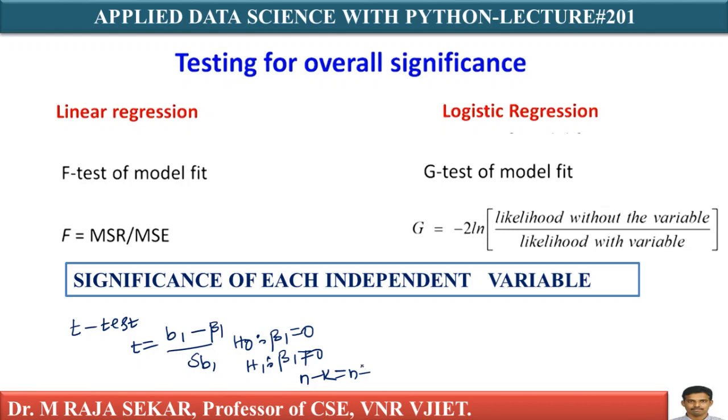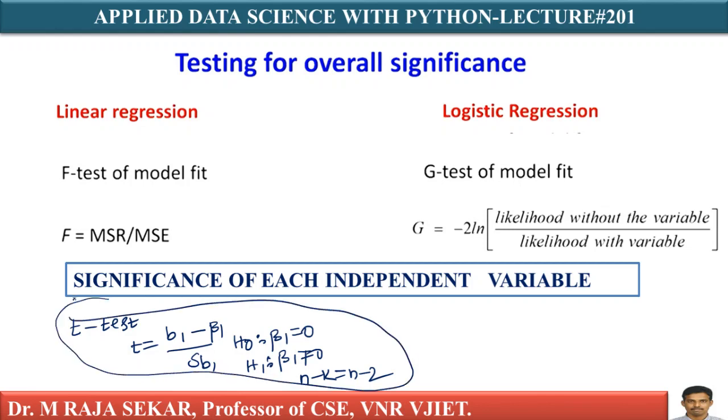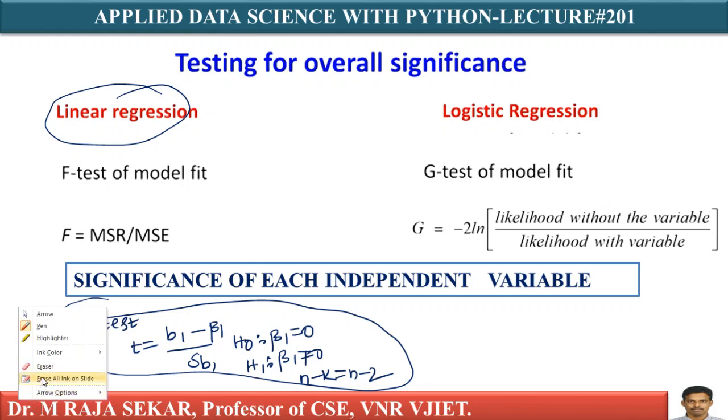One is Siemens credit card and another one is spending amount. Therefore, your degrees of freedom is n minus 2. The equivalent test, this is about linear regression, significance of each independent variable. To test the significance of each independent variable in the case of linear regression, we were using t-test.